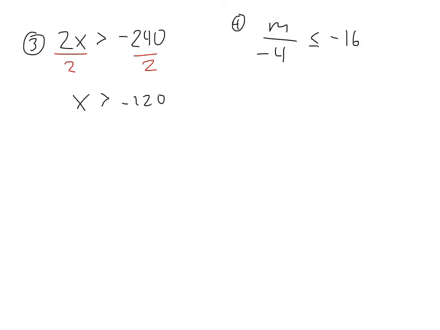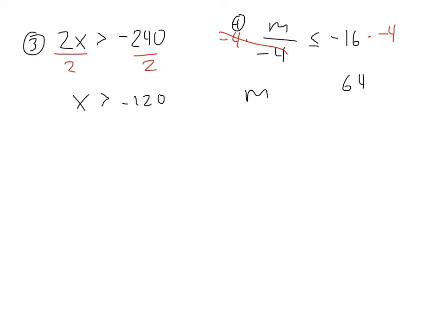Now here, though, I'm going to multiply by negative 4 on both sides. Okay, and what happens on this side? They cancel and become just plain m. Negative 16 times negative 4, well, negative times a negative is a positive. Okay, and 16 times 4 is going to get you 64.